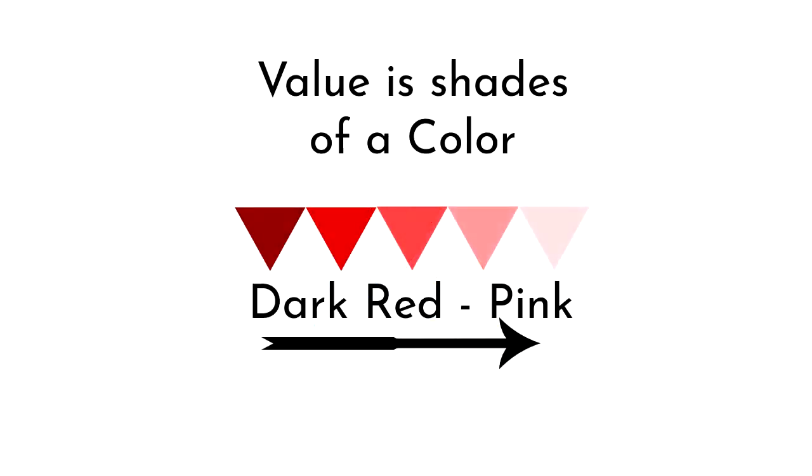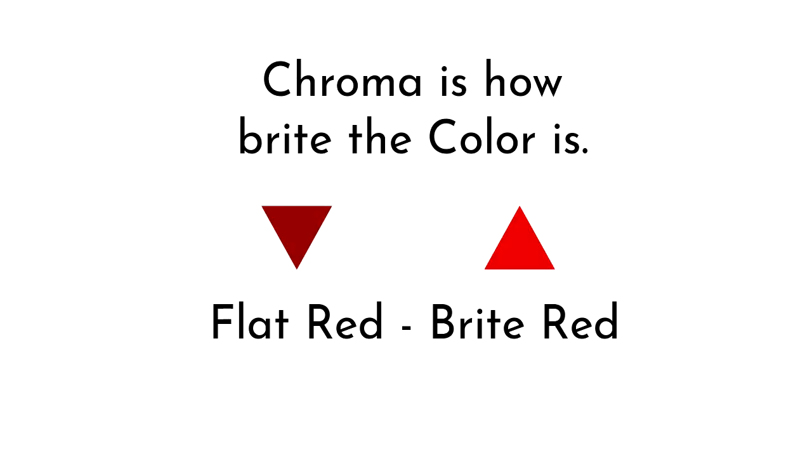Now on to value. Value is the scale of a particular color. I can illustrate this by a range of dark red and then adding white to make pink. The next term is chroma. It's simply how bright the color is, say a flat red to a neon red.